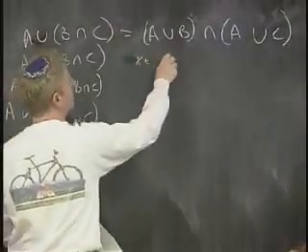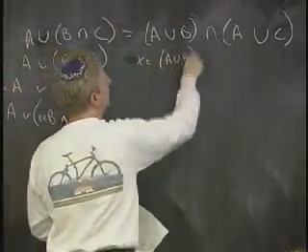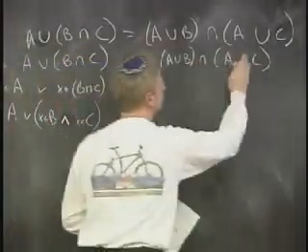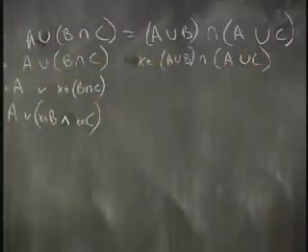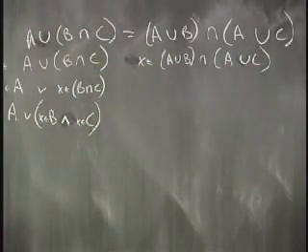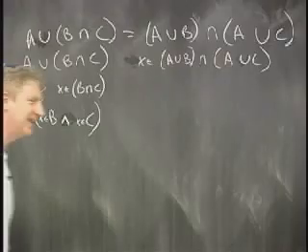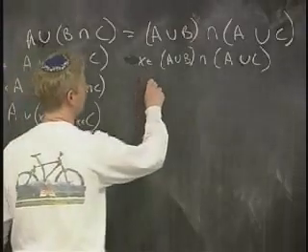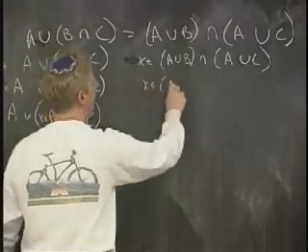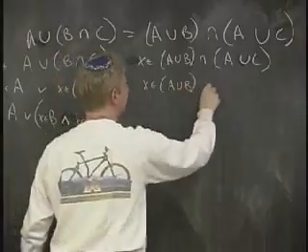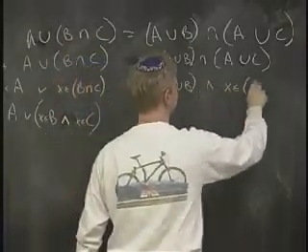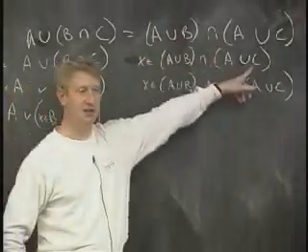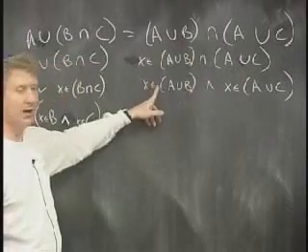X is an element of A union B intersect A union C. Let's unravel this. Heather, I promised I'd call on you today. Can you help me? X is an element of A, B, C, X is an element of A. You believe me, huh? Perfect. Heather's right. X is an element of the first one, and X is an element of the second one. How do we unravel this?